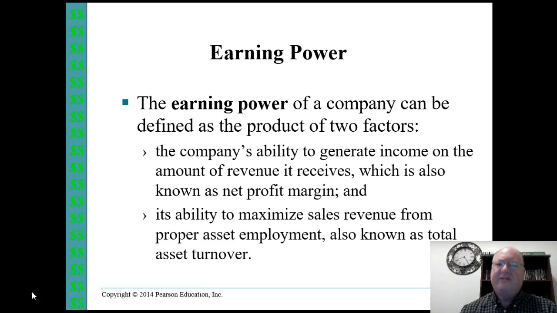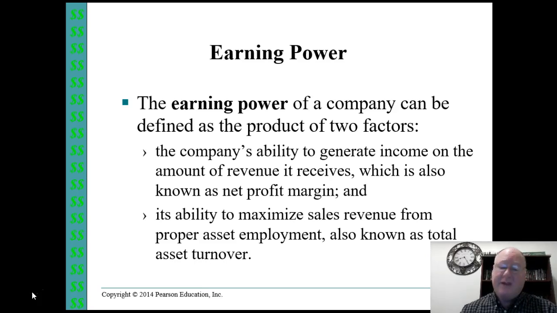Closely related to this is a concept called earning power. Earning power of a company can be defined as the product of two factors. It's the company's ability to generate income on the amount of revenue it receives, also known as net profit margin, and its ability to maximize sales revenue from proper asset deployment, also known as total asset turnover. So in other words, it is bringing in the concepts of both efficiency and effectiveness.